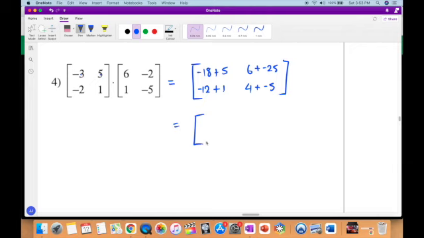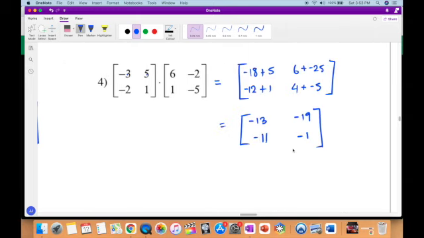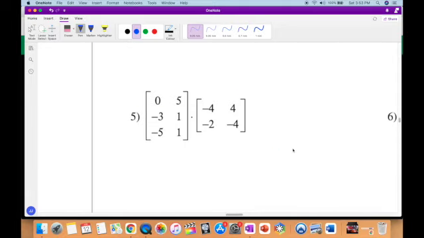So what do we have here? Negative 18 plus 5 is negative 13. 6 plus 25, I believe, is negative 19. Correct me if I'm wrong. Negative 12 plus 1 is negative 11. And 4 minus 5 is negative 1. How all you feel about this? Yeah. Yeah. Alright, good. You sure, Shazzy? That yeah sounds a little bit suspicious. Alright, okay.